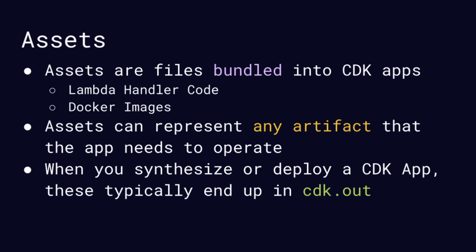Okay, so what are assets? Assets are the files bundled into CDK apps. They include things like the Lambda handler code, Docker images, layer versions, files going into an S3 bucket, etc. They can represent any artifact that the app needs. When you run CDK synth or deploy, these get output to a cdk.out folder on your local machine.